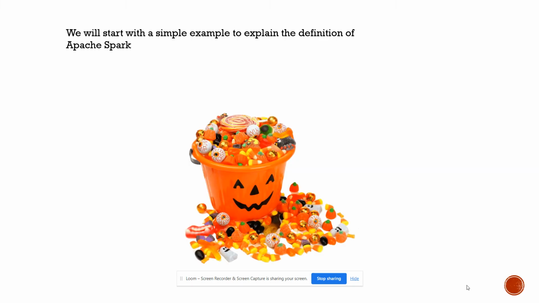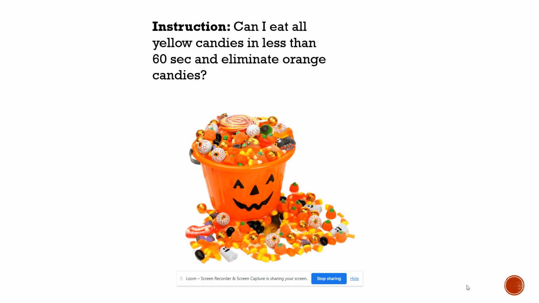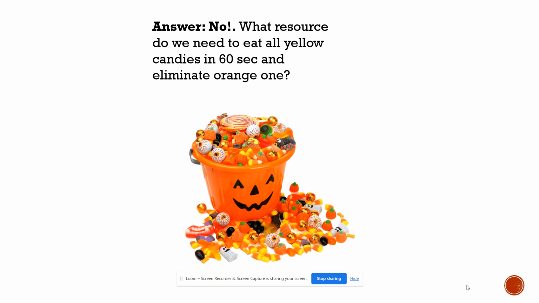We will start with a simple example to explain the definition of Apache Spark. Let's say I have a bag of candies and I don't like orange candies. Somebody gave me an instruction: can I eat all yellow candies in less than 60 seconds and eliminate the orange candies? Of course, the answer would be no. Then we might think of what resources we need to eat all yellow candies in less than 60 seconds and try to eliminate the orange ones.